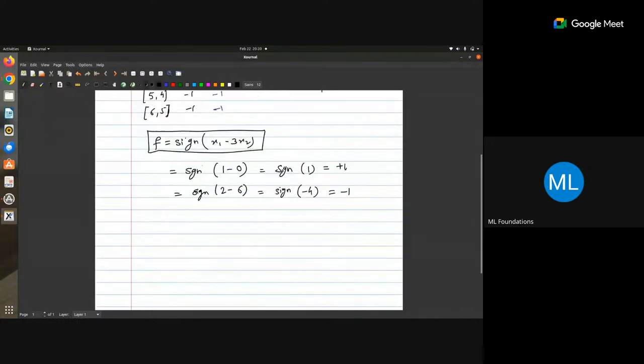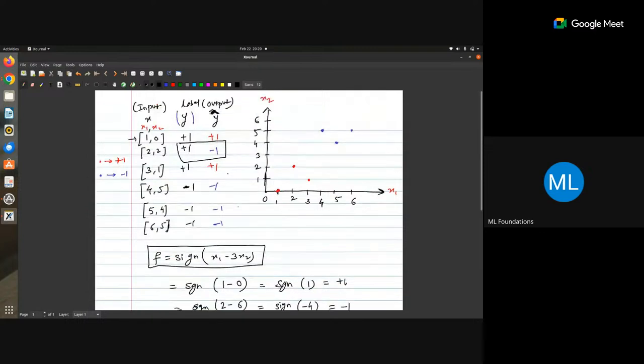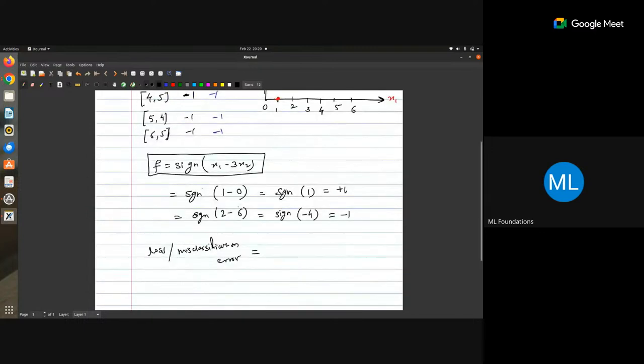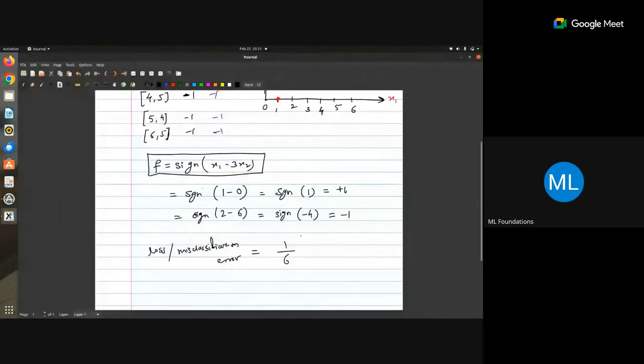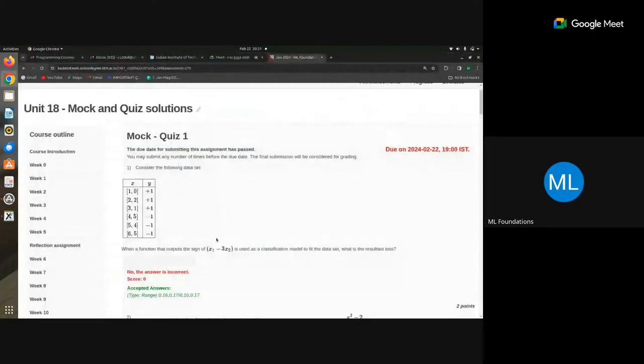So what is the loss here? The loss is 1 by 6. This is the misclassification error. How many times did my model make a mistake? One time, out of how many? Six. So that is my loss, right? So it is 0.166, and that is the correct answer.